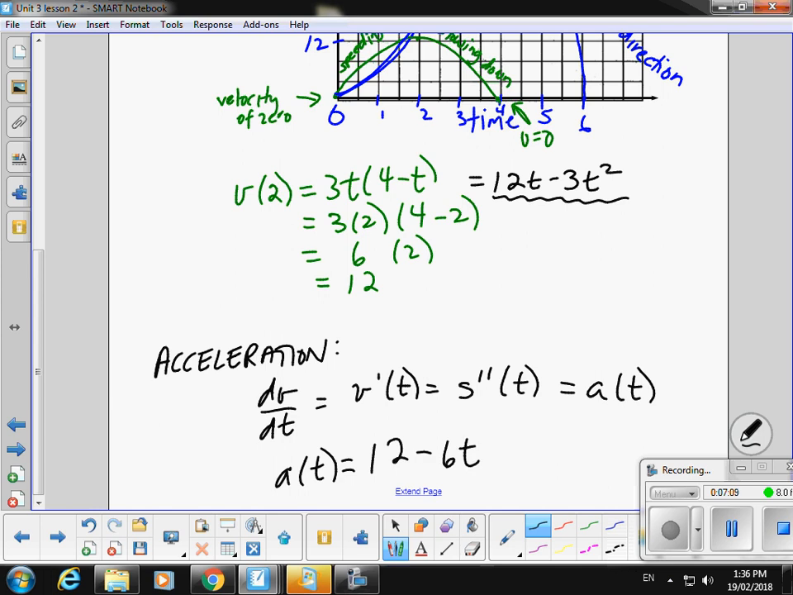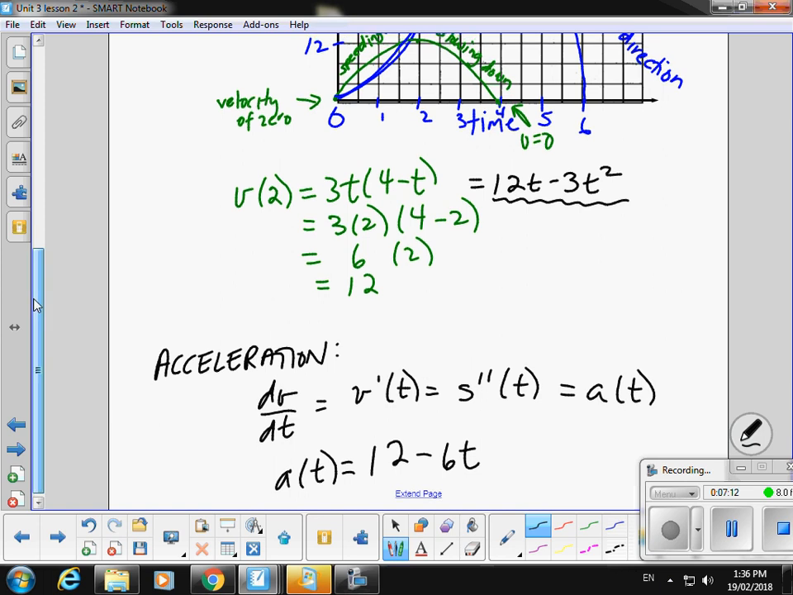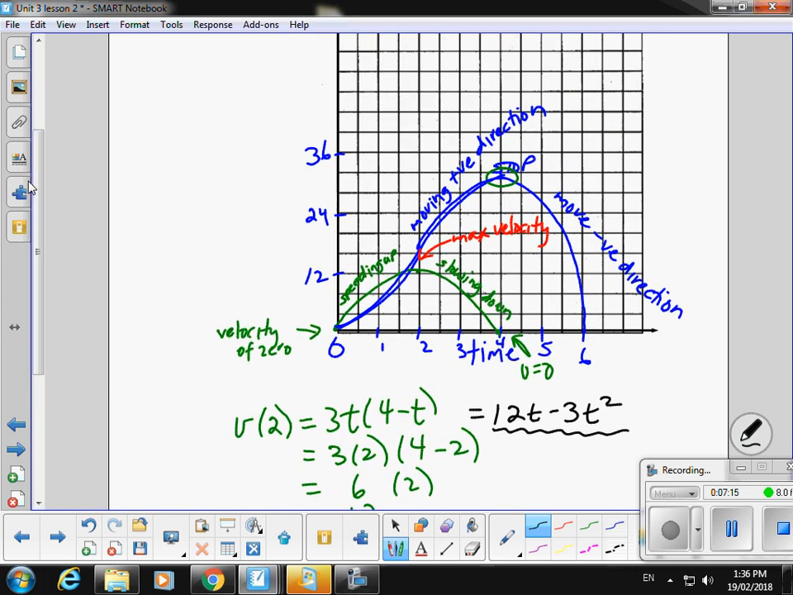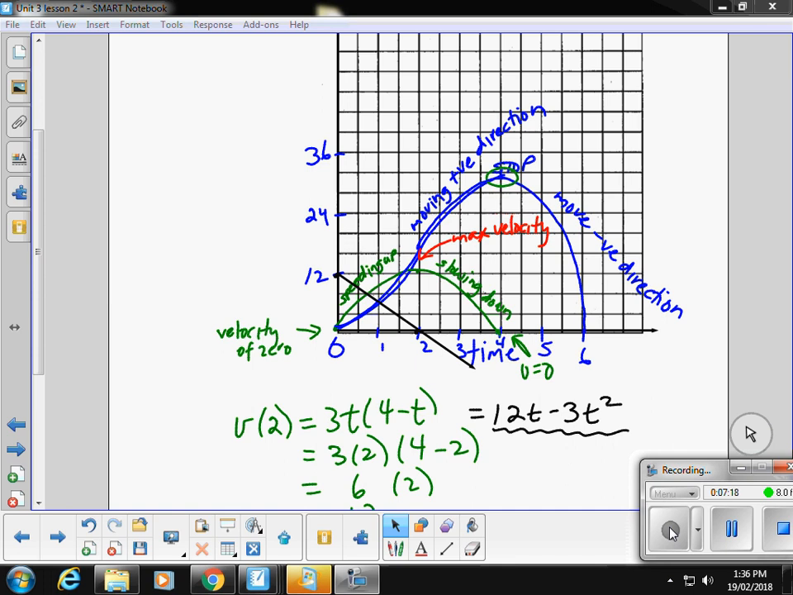Let's sketch that on our graph as well. So the acceleration function is 12 subtract 6t, which is a linear function. We can see that the acceleration is greatest at time 0. Acceleration is positive for the first 2 seconds as we speed up, and then the acceleration becomes negative past the 2-second mark where we're slowing down. So our acceleration function does reflect our velocity, and our velocity reflects our position function, and it's good to see them visually to make some of those connections.